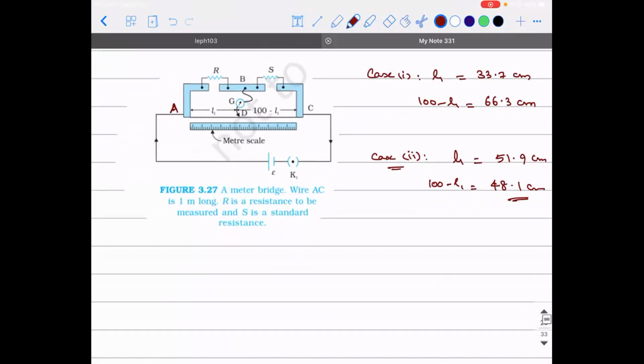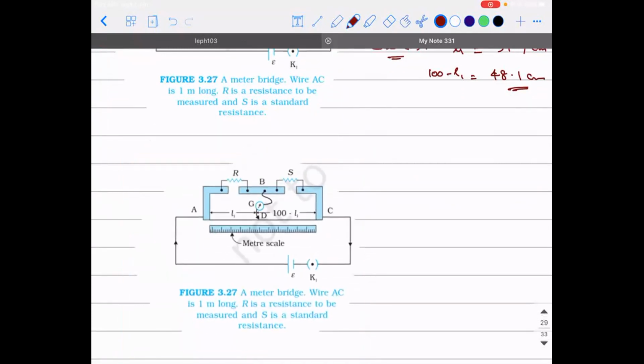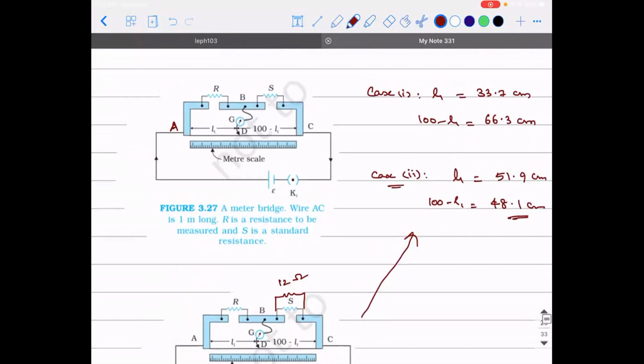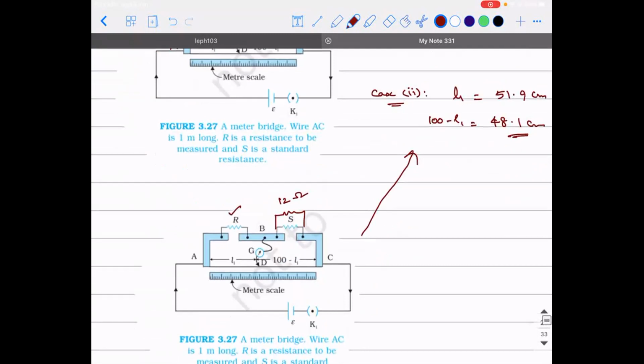Okay. So this is the first scenario, and let this be the second scenario. In the second scenario, there is a 12 ohm resistor connected in parallel with S. When you connect it, this kind of scenario takes place. From case 1, the mathematical equation we can write is R divided by L1 is equal to S divided by 100 minus L1.